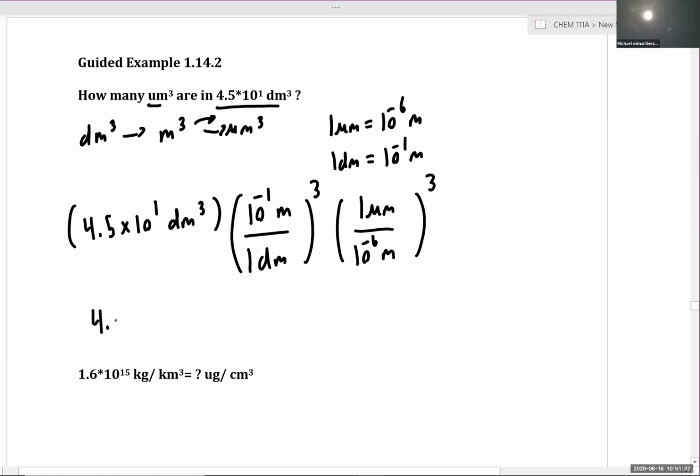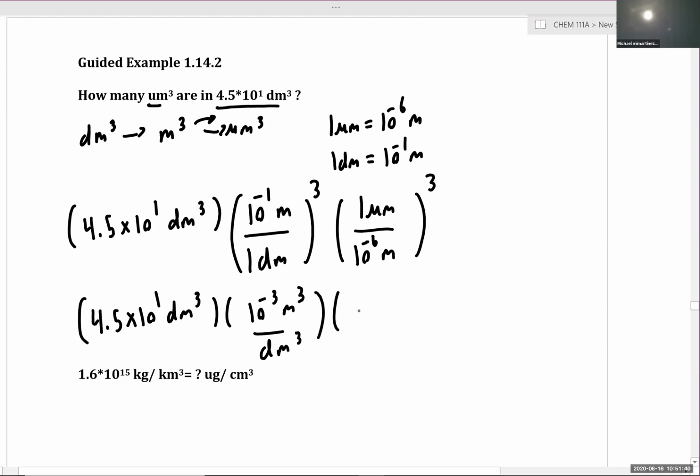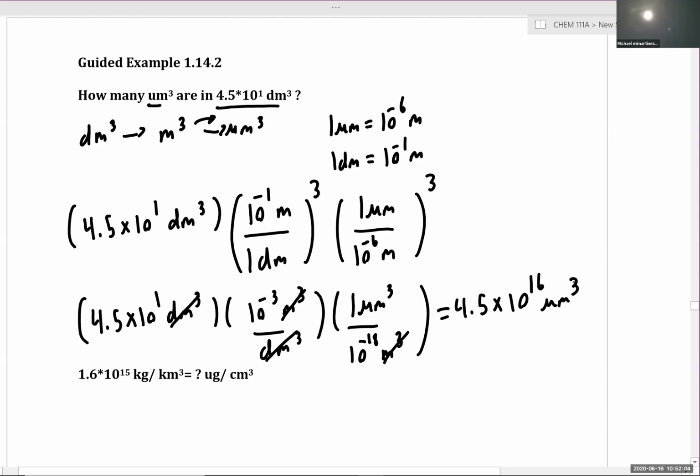This is equivalent to saying 4.5 times 10 to the 1st decimeter cubed times 10 to the negative 3rd meter cubed per decimeter cubed times 1 micrometer cubed times 10 to the negative 18th meter cubed. Decimeters cubed cancels, meters cubed cancels, and we're left with 4.5 times 10 to the 16th micrometers cubed.